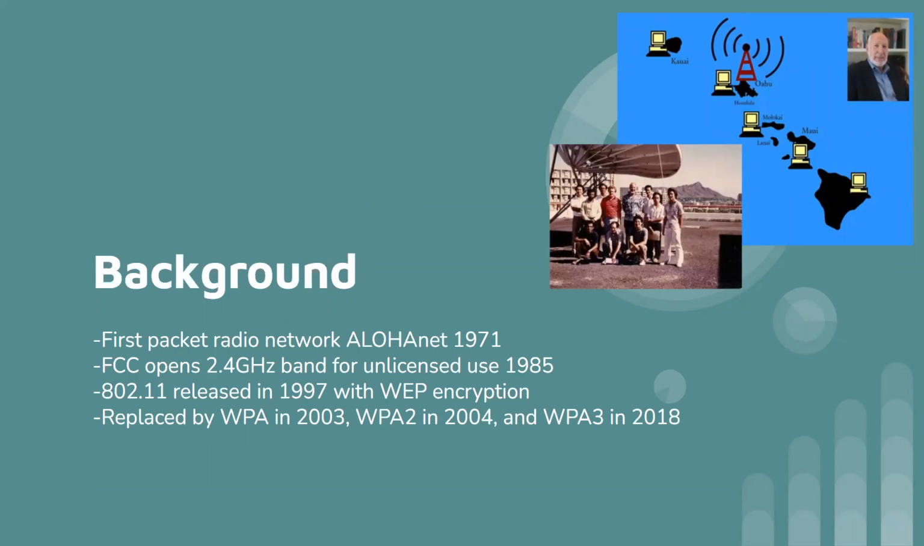When it became apparent that a standard was needed for these emerging wireless networks to communicate on, the Institute of Electrical and Electronics Engineers designed and released the 802.11 standard in 1997 with wired equivalent privacy, or WEP encryption. WEP was quickly broken, however, so Wi-Fi Protected Access, or WPA, replaced it in 2003, followed by WPA2 in 2004, and finally WPA3 in 2018.